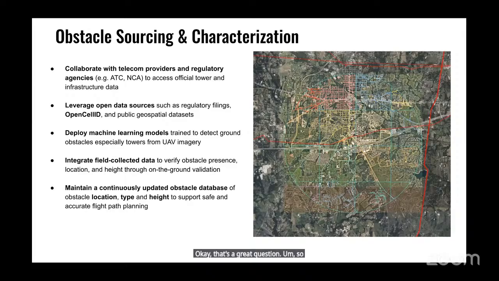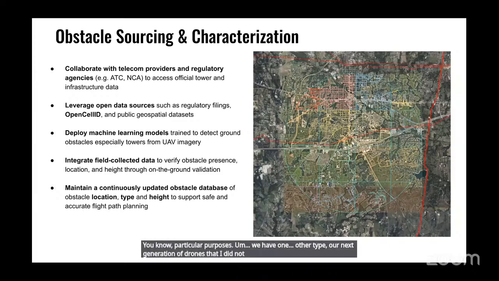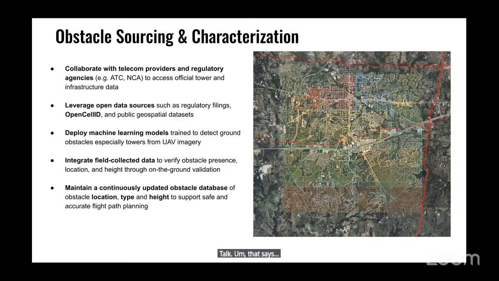So there are specifications of drones for particular purposes. We have one other type, our next generation of drones, that I did not speak about because it was outside the scope of this talk. That is for more dense regions. If you check out our YouTube page, we call it the Platform 2 generation. And that model has a different specification from what we talked about.